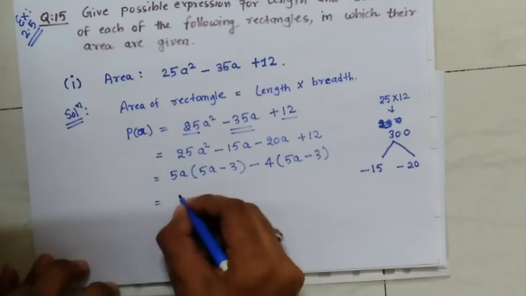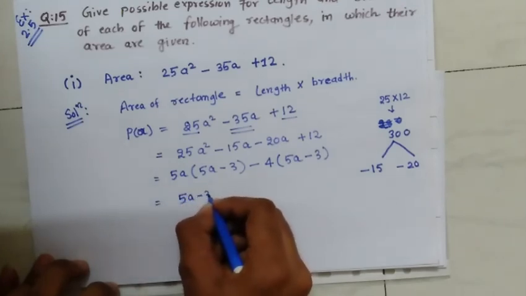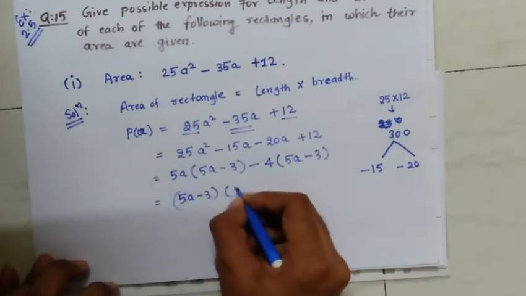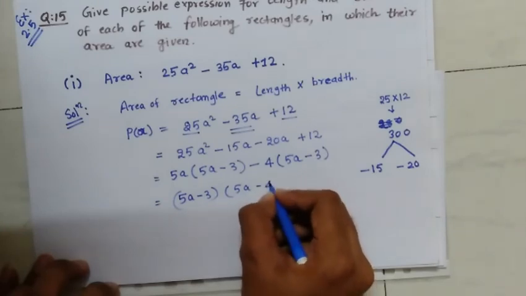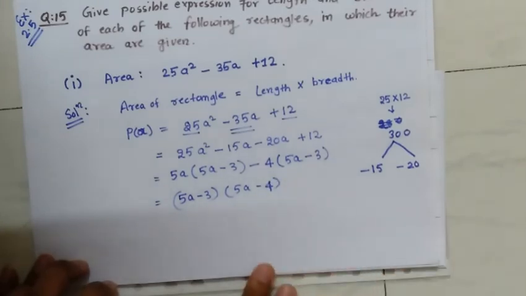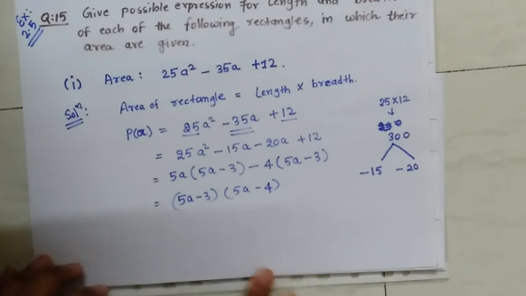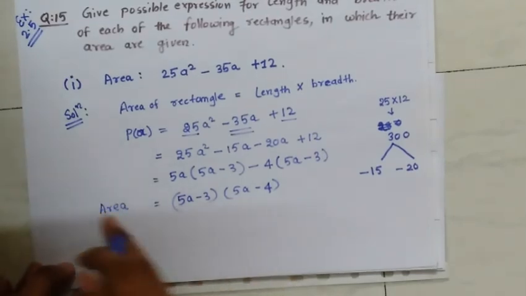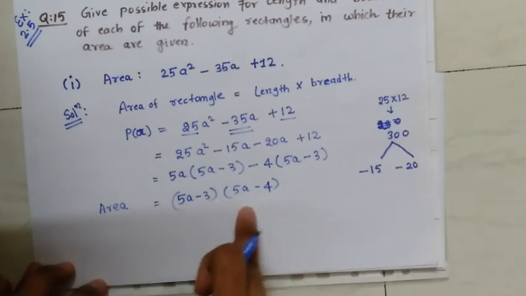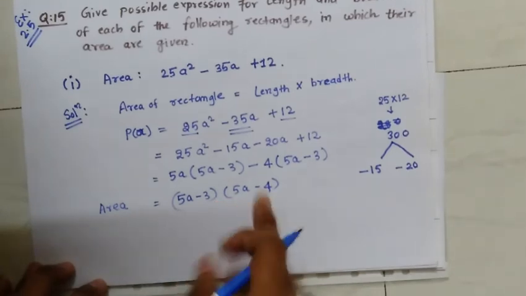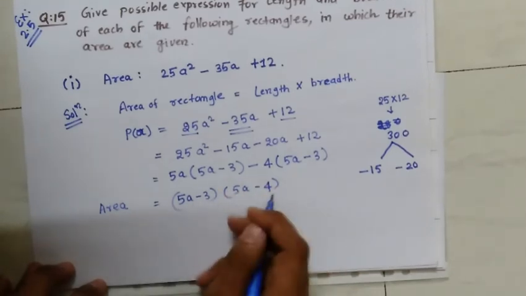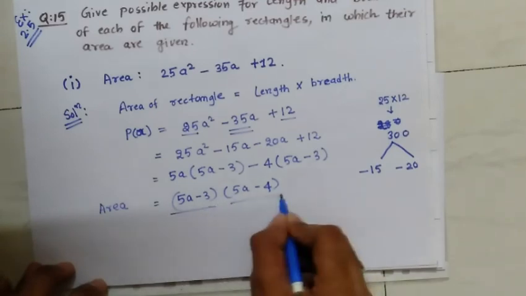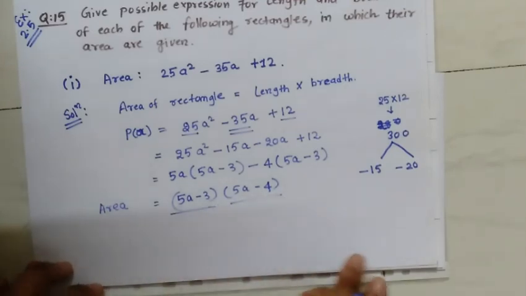So now 5a minus 3 and 5a minus 4 are our two factors. So now the area of the rectangle becomes 5a minus 3 multiply 5a minus 4. So here you can take any of the expressions as length or breadth.